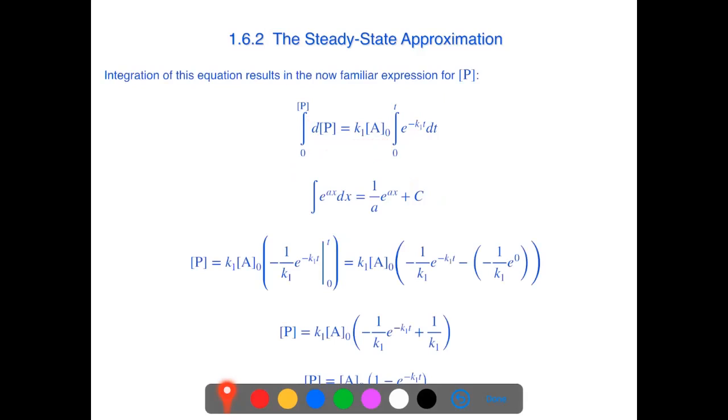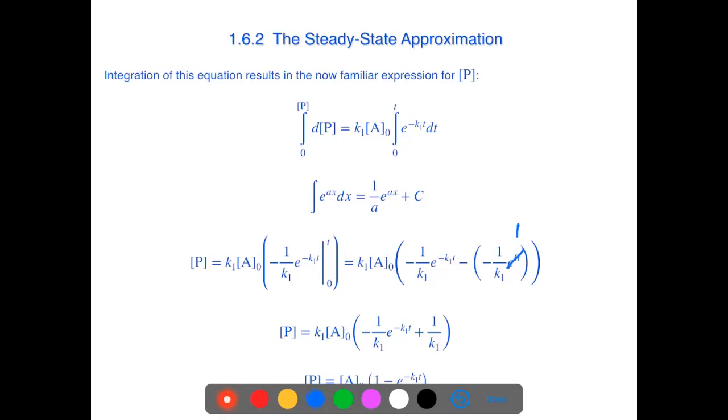K1 and A naught, these are both constants. And so what we're left with is solving the expression e to the ax. That is the form of the integral that we need to solve. And so the solution to that is 1 over a e to the ax, as you may be familiar with. And so here is the final solution. We have the product concentration equal to our constant, and then we're going to have our solution, minus 1 over k1 e to the minus k1t, our limits being t and 0. This term is going to simplify where e to the 0 is equal to 1.